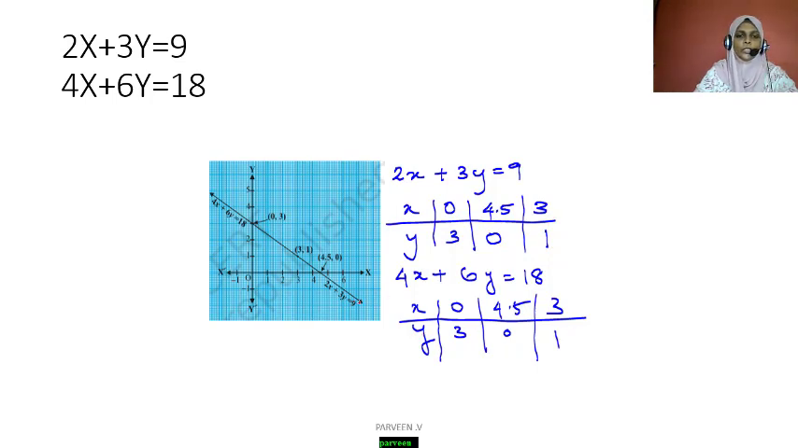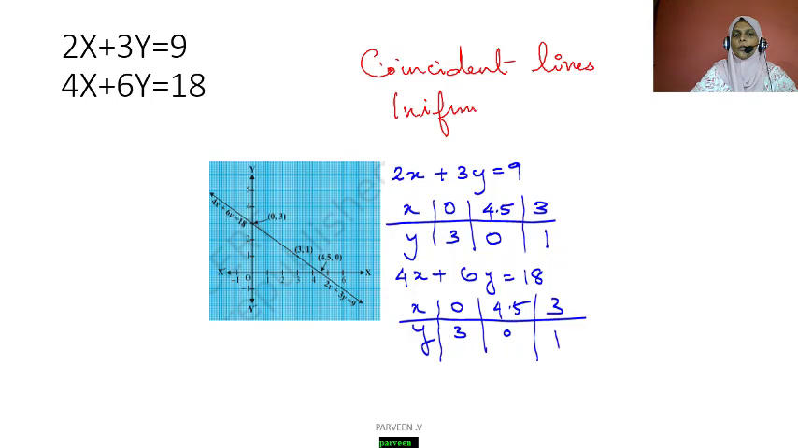When we plot here, you can see we have only one line. Rather, the values are just the same. So we have the same line. We have a better word for that. We call them coincident lines. So we have a single line and every point is a solution there. So infinite number of solutions are possible. So if it's coincident lines, we have infinite solutions.